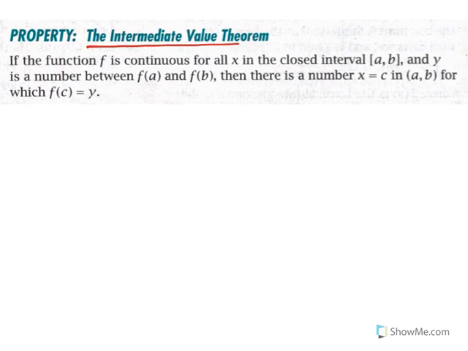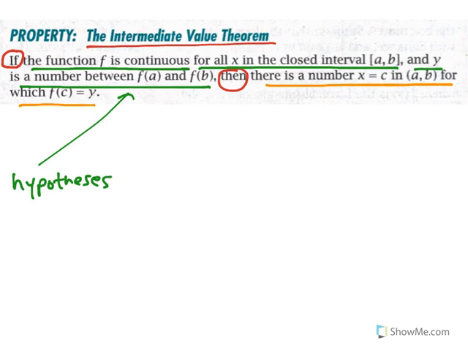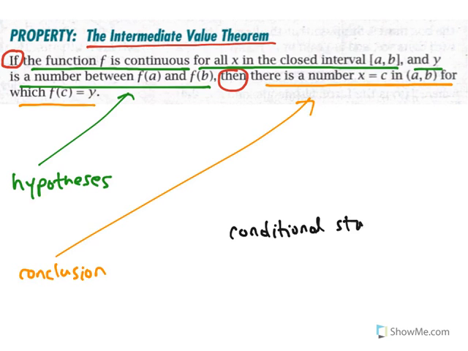So here we have the intermediate value theorem. It is a conditional statement. We have if, then. If the function f is continuous for all x in the closed interval [a, b], and y is a number between f of a and f of b. So these are called the hypotheses of the theorem. In other words, if these things that I underlined in green are true, then there is a number x equal to c in (a, b) for which f of c is equal to y. That's called the conclusion of the theorem. And what you have here is a conditional statement. And of course, this is the intermediate value theorem.